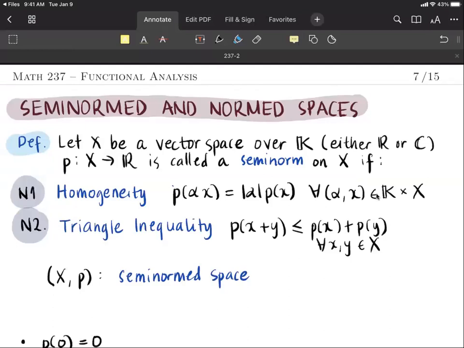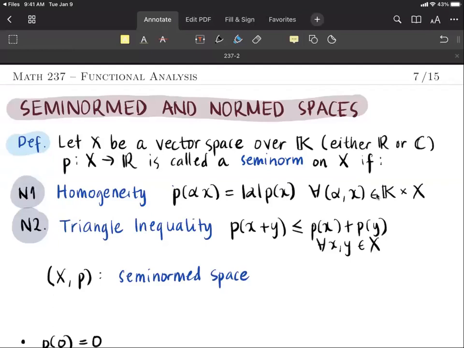So, here, let us consider a vector space X over the field K. So, here, the field K is either the field of real numbers R or the field of complex numbers C. So a function p from X to R will be called a seminorm on the vector space X if we have the following properties: N1, homogeneity, and N2, the triangle inequality.